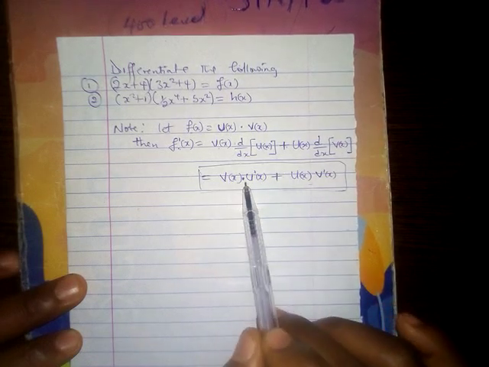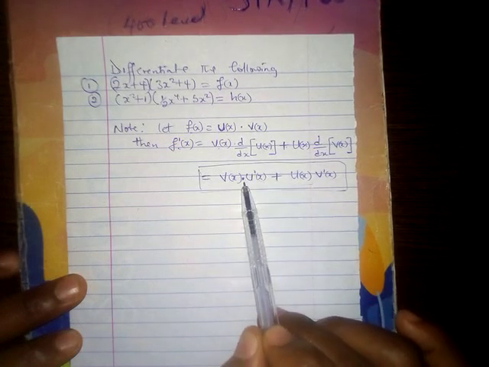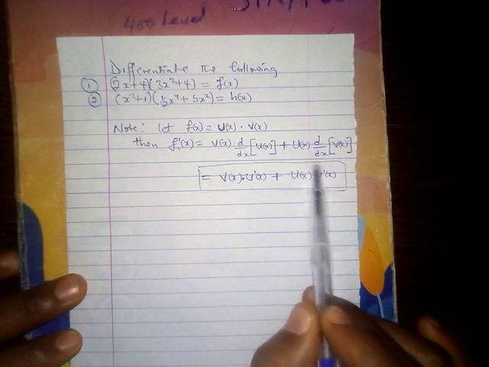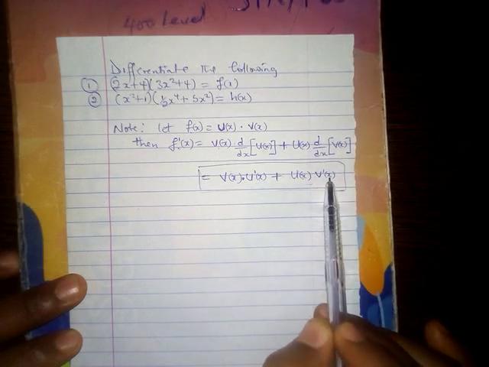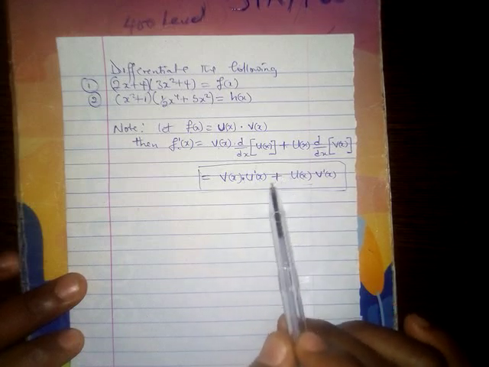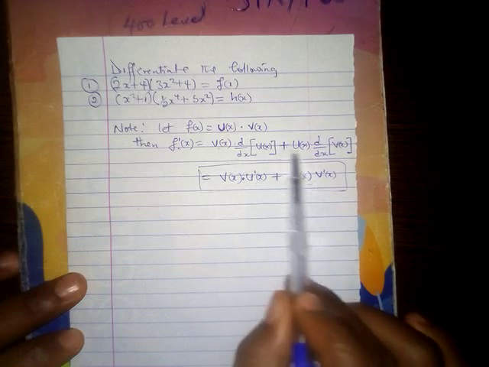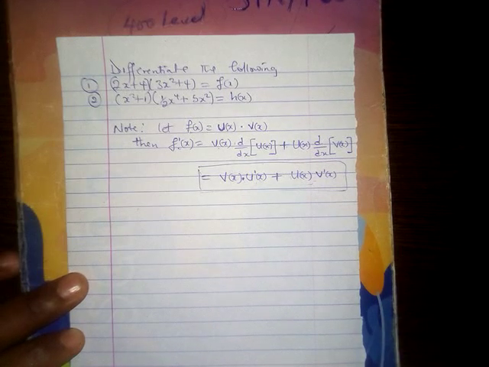You have v of x times u prime of x. If you differentiate u of x, you have u prime of x. If you differentiate v of x, you have v prime of x times this your u of x. Now you sum everything up. So that is the formula. This is just the formula. You can use this or you use this, whichever way is okay for you.